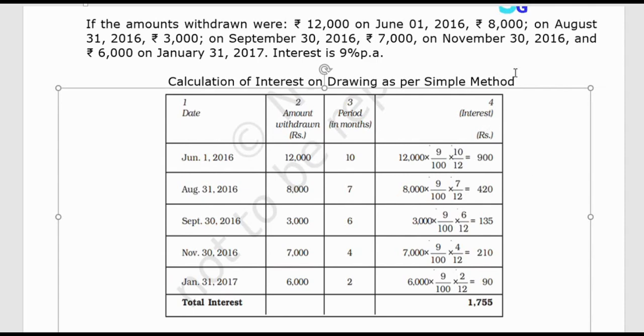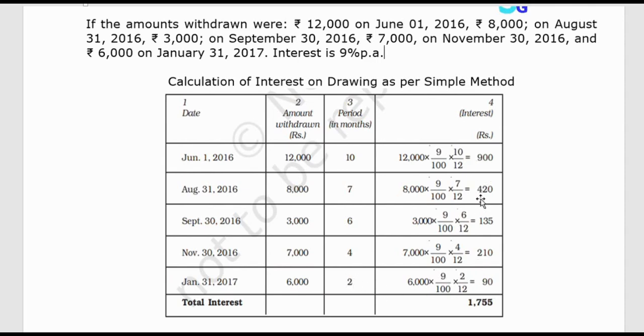Next, you have to calculate interest on 8,000 for 7 months. You'll get 420. For 3,000, 6 months, and the amount will be 135. For 7,000, you have to calculate for 4 months. Here it is 4 by 12. And the amount will be 210. For 6,000, you have to calculate for 2 months, and the amount will be 90.